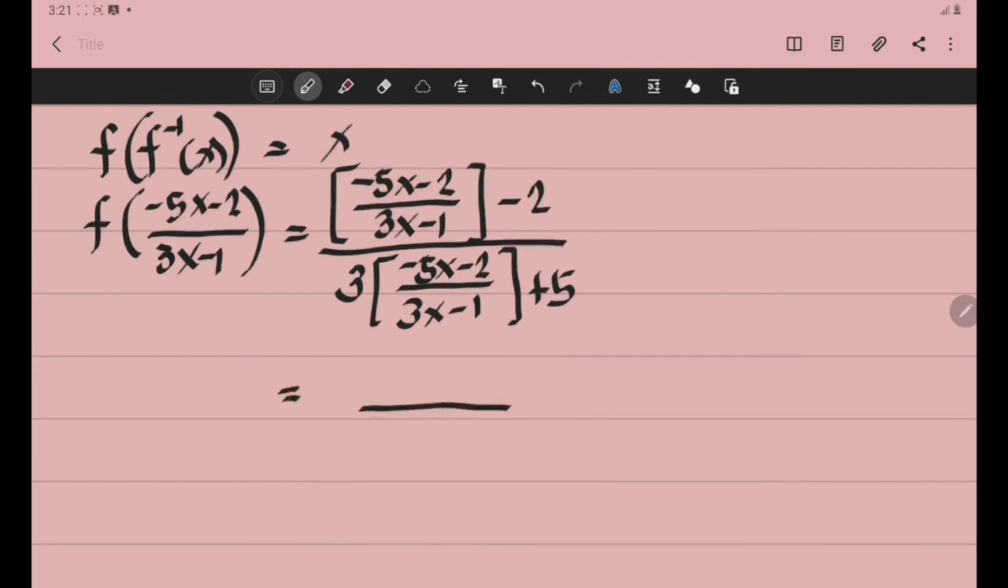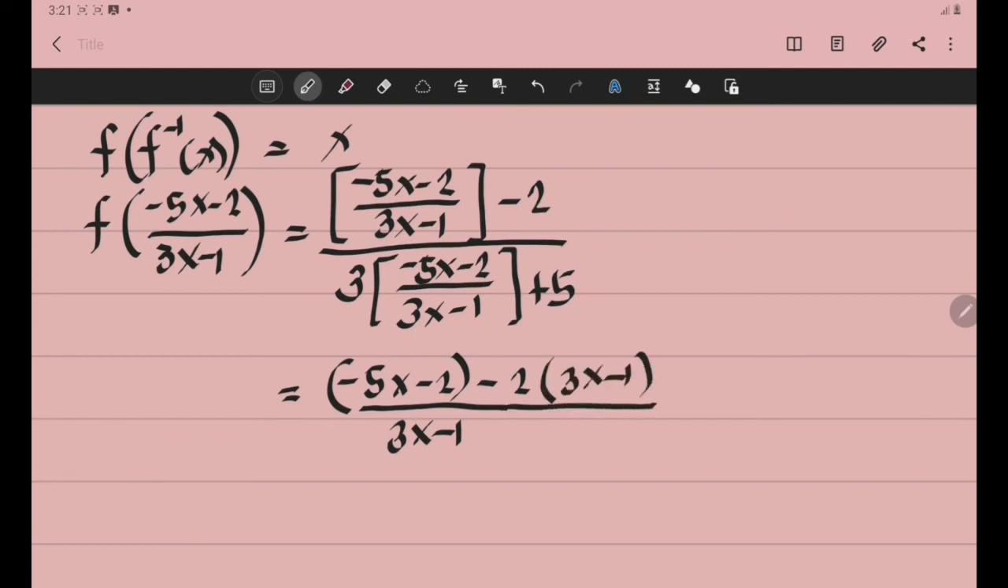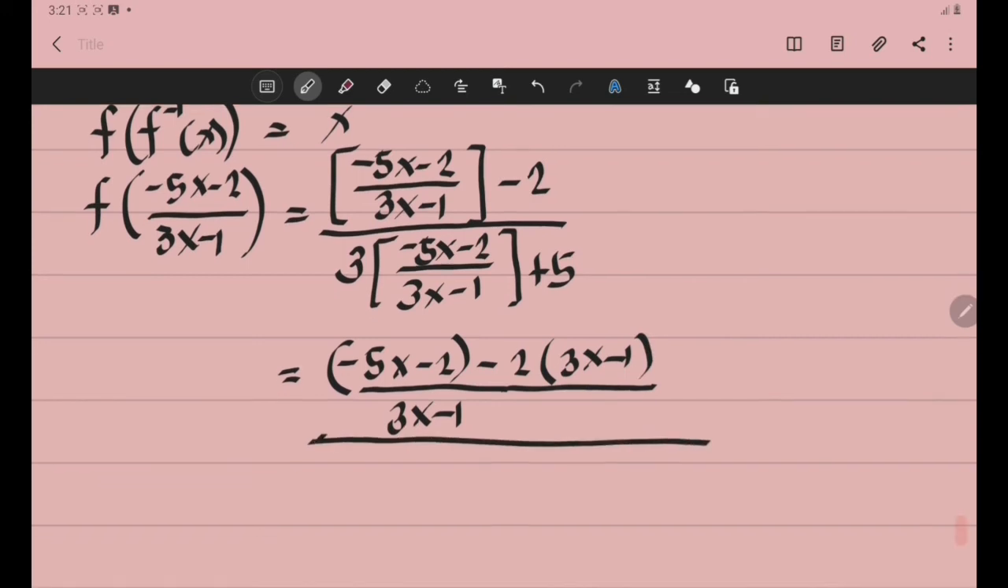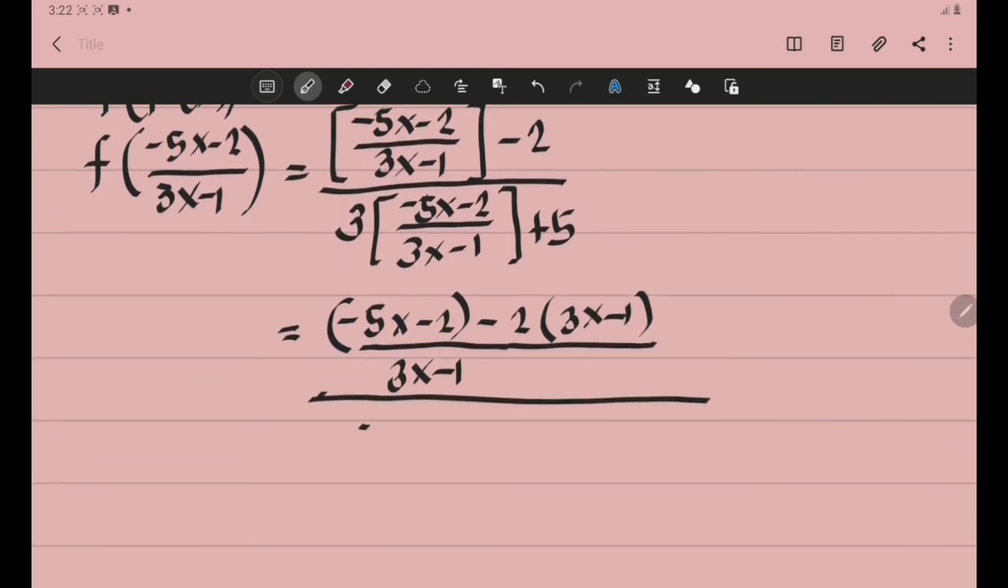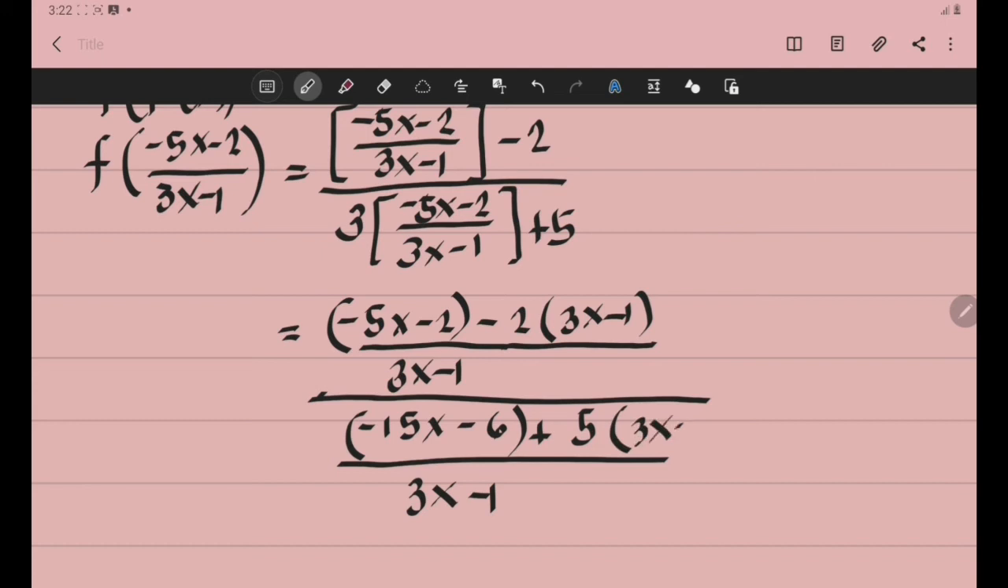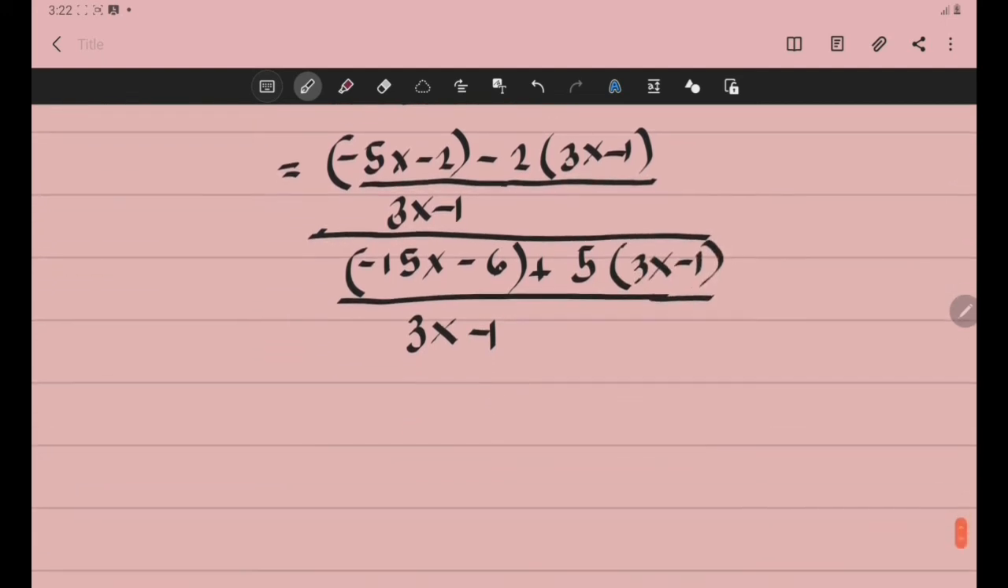And then let us perform the operation. We have the LCD on the numerator, which is 3x minus 1. So we have negative 5x minus 2 minus negative 2 multiplied by 3x minus 1 all over... So i-multiply natin si 3. So we have negative 15x minus 6 all over 3x minus 1. So, ito yung ating LCD naman sa denominator. Plus 5 multiplied by 3x minus 1. And then, perform the operations dun sa mga numerator, sa bawat numerator at denominator natin.